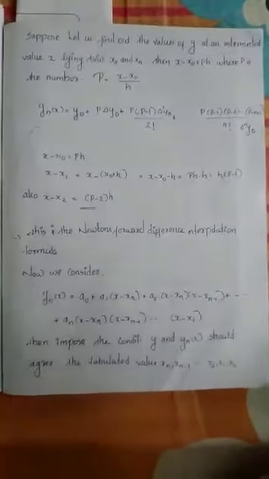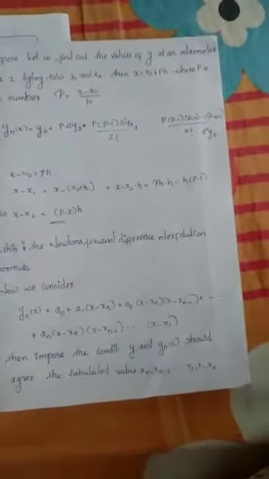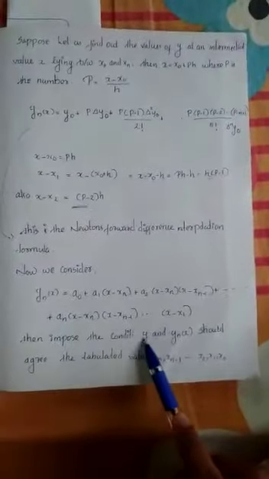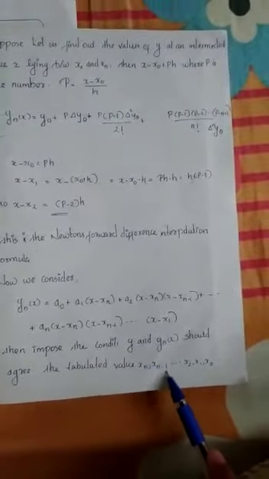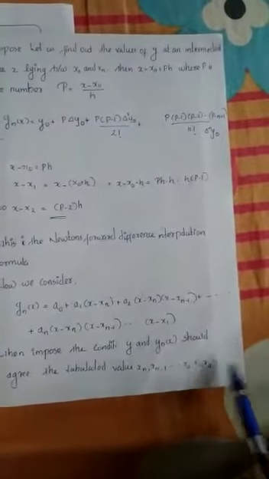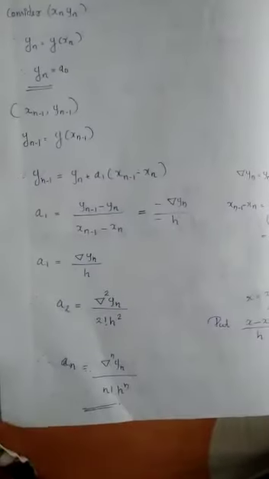Now first we consider the set xn, yn, and the second set xn minus 1, yn minus 1, up to x0, y0. Then we impose the condition that y and yn of x should agree at the tabulated values xn, xn minus 1, etc., x2, x1, x0. So first we can calculate the constants a0, a1, a2, etc. First we consider the first set of points. In backward difference the first set of points is xn, yn.